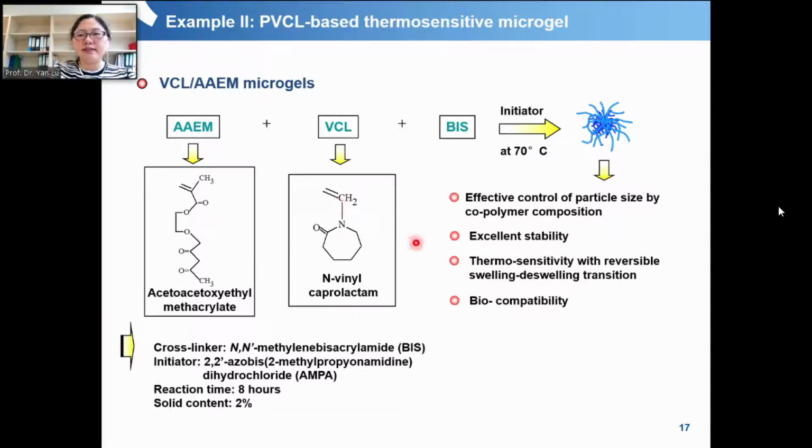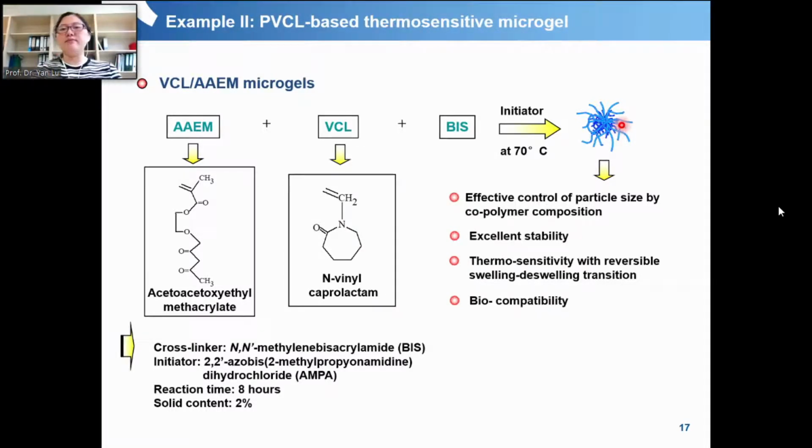And so you can, of course, also choose another functional monomer. In this case, you do not need additional surfactant because here you have a more hydrophilic system. And you use this as a cross-linker. In this case, we use this AMPAN, which is an azo-based initiator. And in the end, you will have a kind of cross-linked microgel particle.